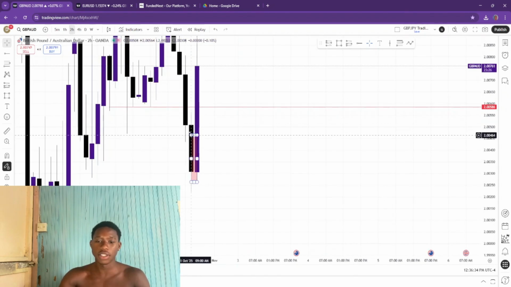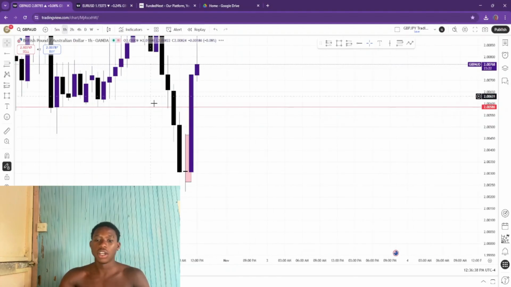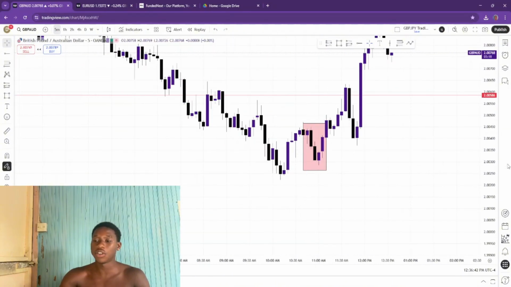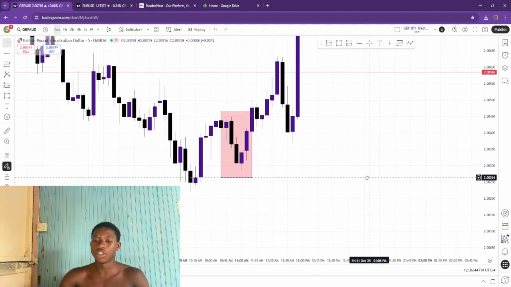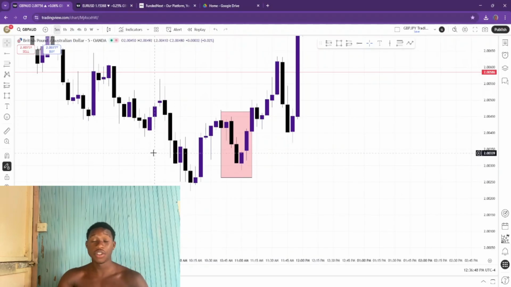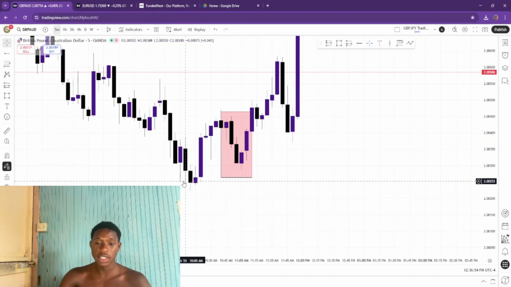The 2 hour was in a downtrend, right? That's a 2 hour candle when I take the trade. And the 1 hour was also in a downtrend. So all the higher time frames were in a downtrend, so I was looking for downtrend trades. My trading day starts at 9:30, and from 9:30 we didn't see any trade opportunities until then.